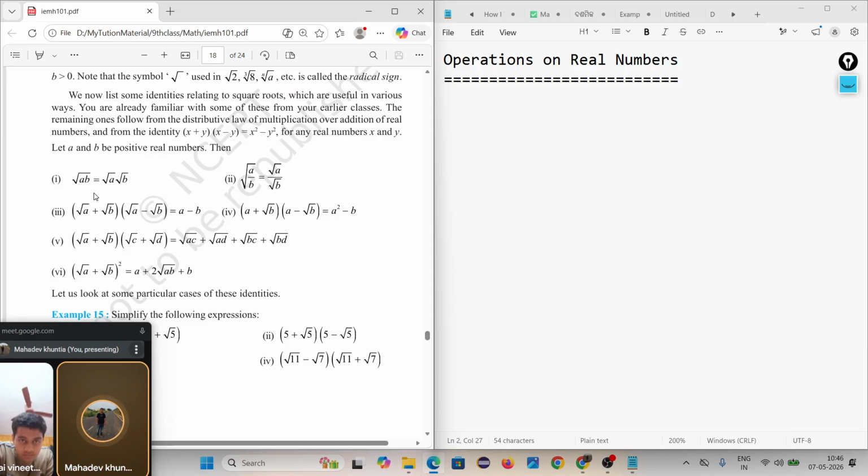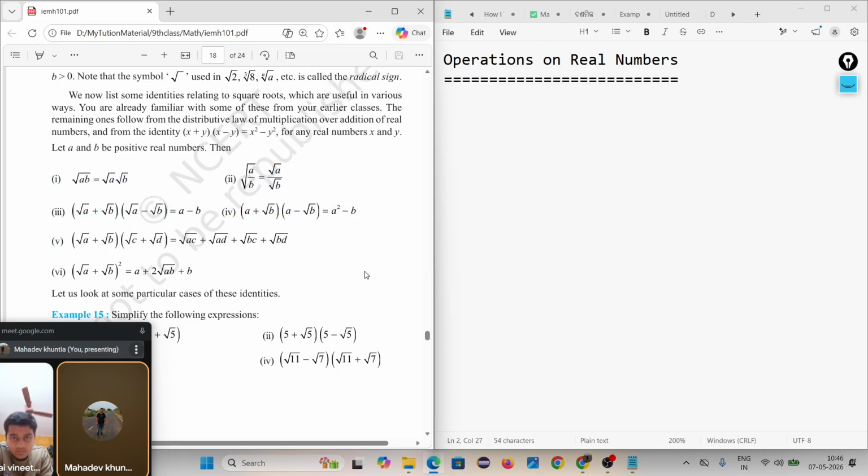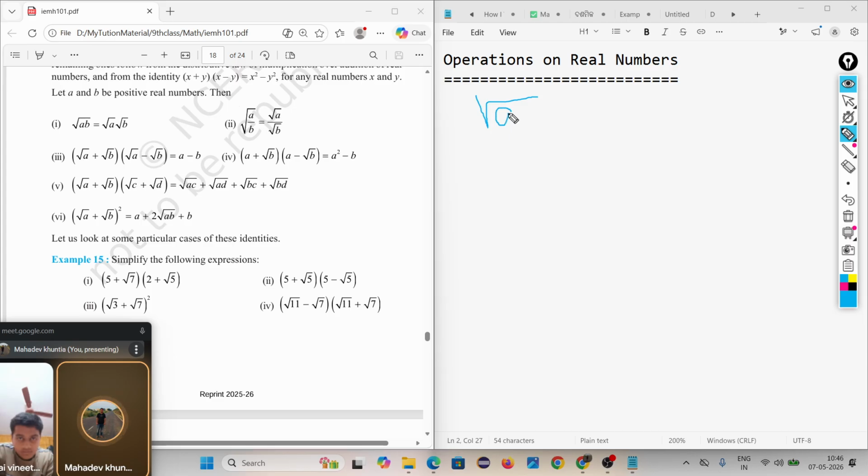Come to these identities. You learn identities in algebra, right? Like here you look, root AB. I can write this root AB as root A into root B.